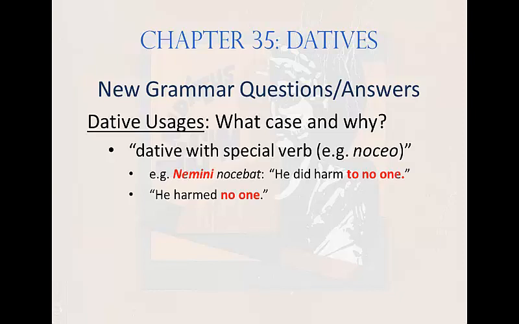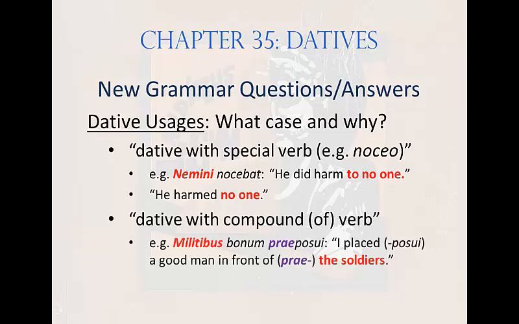Or you can say dative with noceo. In other words, you can cite the rule or the special verb. Both are equally correct. Second is the dative with the compound verb. More precisely, the compound of the verb, such as militibus bonum praeposui, meaning I placed, posui, a good man, bonum, in front of, prae, the soldiers, militibus. That is, I made a good man the soldiers' commander.